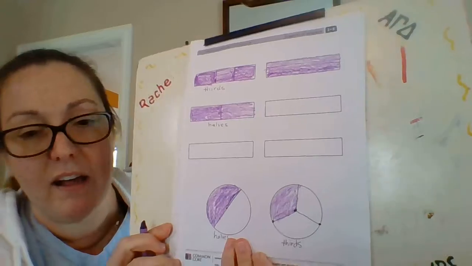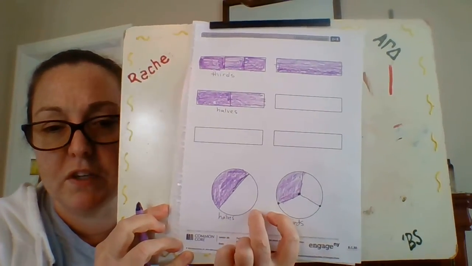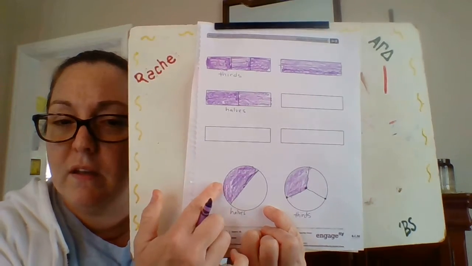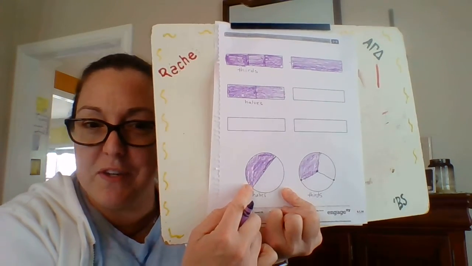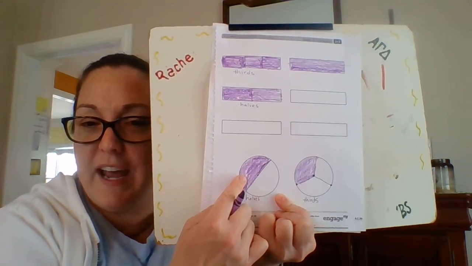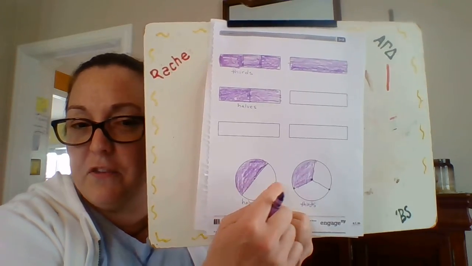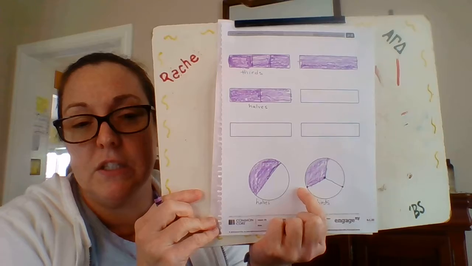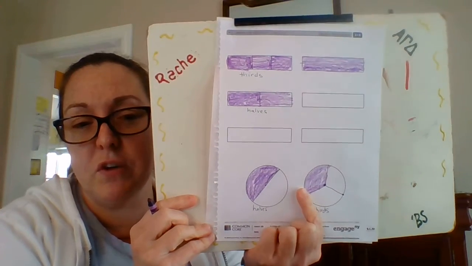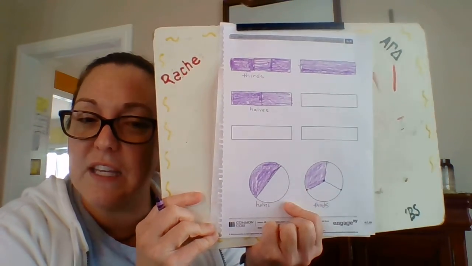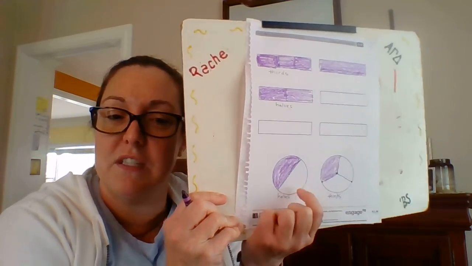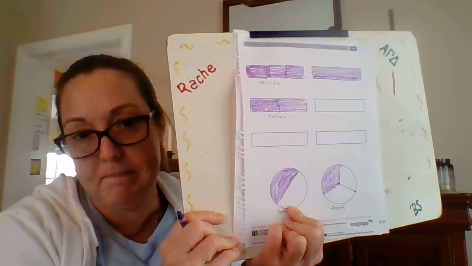Okay, since my two circles here are the same size, can you tell which piece is bigger? 1/2 is larger, isn't it? You get more if you get 1/2 of a circle than if you get 1/3 of the same circle, right? So 1/2 is larger than 1/3, and I think it's because this is cut into 3 pieces, and this is only cut into 2.